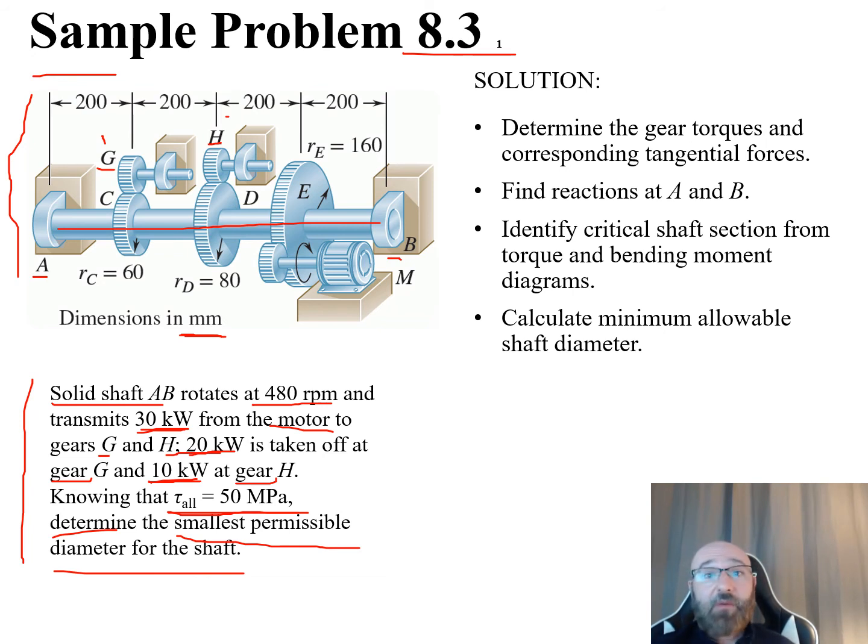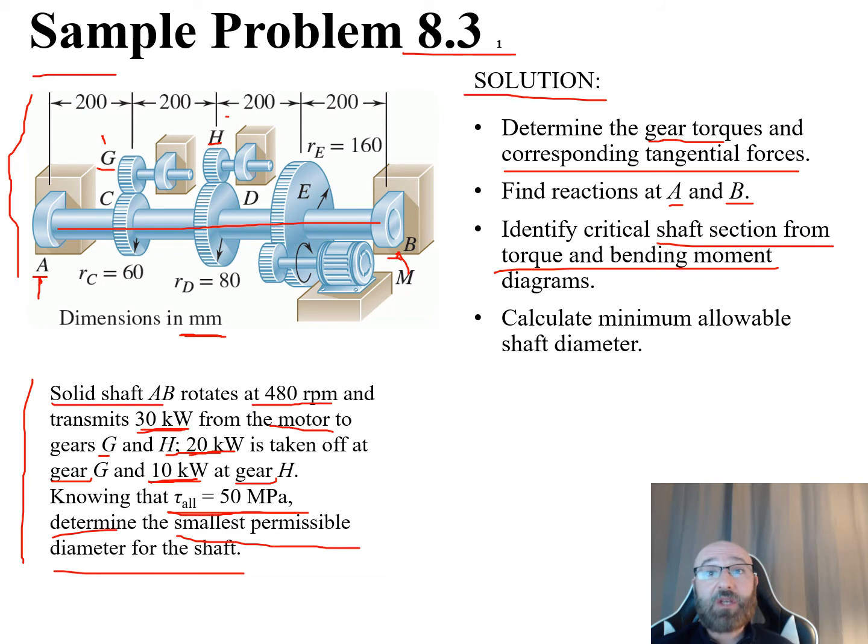Now, once we've had that, we make all of our assumptions on our setup page, and then we can begin our solution. And for our solution, we come up with our procedure for analysis. So for our procedure for analysis, what we have here is part 1. We're going to determine the gear torques and the corresponding tangential forces. From there, we're going to move on to find our reactions at A and B. So again, at A and B, we want to find our reactions at both of those points there. And then we want to identify the critical shaft section from the torque and bending moment diagrams.